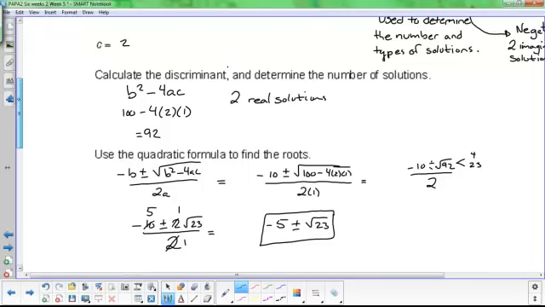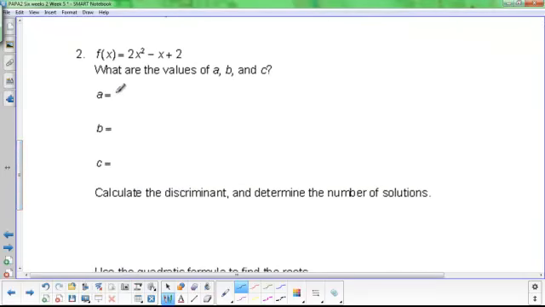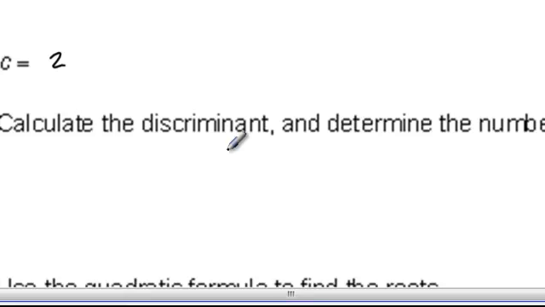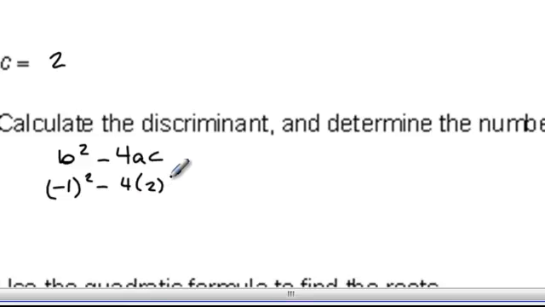Number 2. A is 2, B is negative 1, C is 2. Let's calculate the discriminant. That's going to be b squared minus 4ac. So that's negative 1 squared minus 4 times 2 times 2. That's 1 minus 16, which is negative 15.